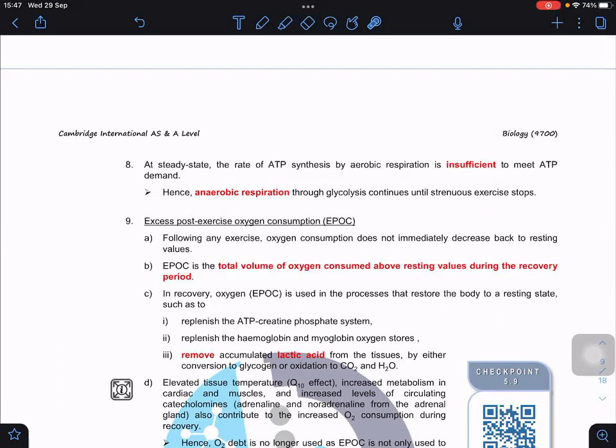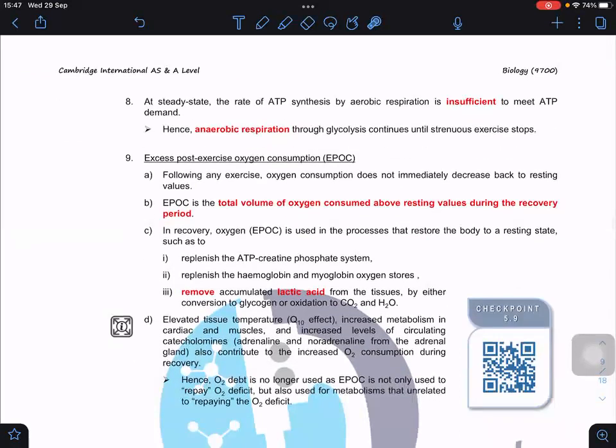So for both cases, you are going to have this post-exercise oxygen consumption, known as EPOC. Following any exercise, oxygen consumption does not immediately decrease back to the resting value. So EPOC is the total volume of oxygen consumed above the resting value during the recovery period. Or we say, during the O2 debt. Either say recovery period or O2 debt.